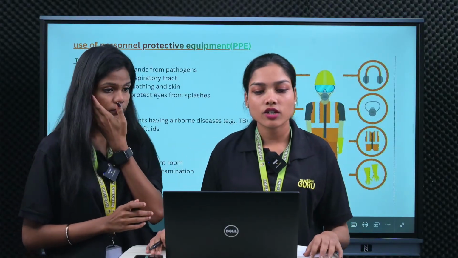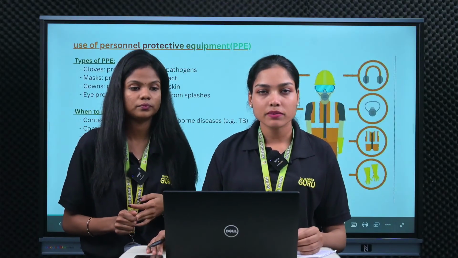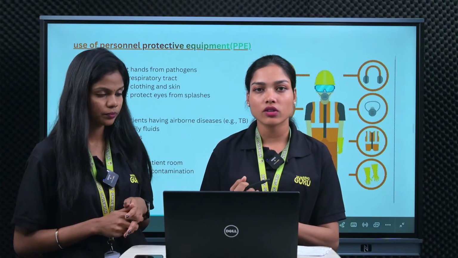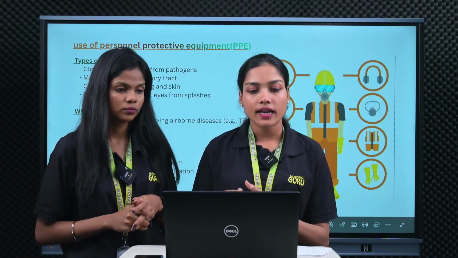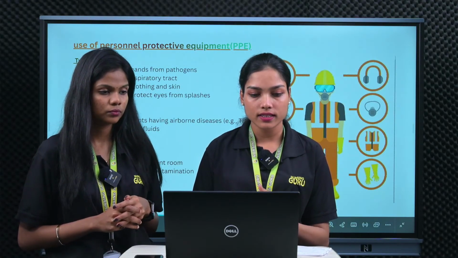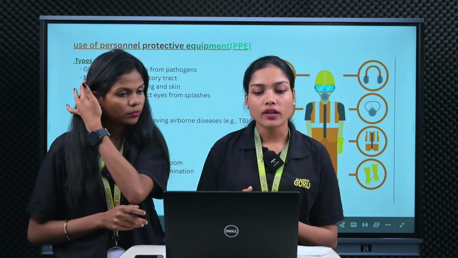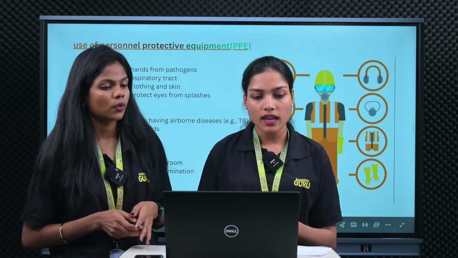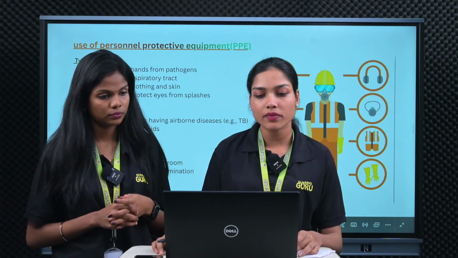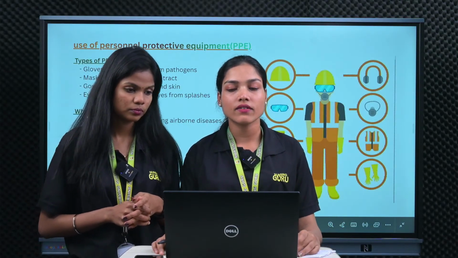Next one is use of personal protective equipment. The first one is types. Under that, gloves protect hands from pathogens. If we are using gloves, it helps to protect our hands against pathogens. Then mask protects the respiratory tract. Then gown protects clothing and skin. Last one, eye protection. It helps to protect eyes from splashes. These are the types coming under personal protective equipment.